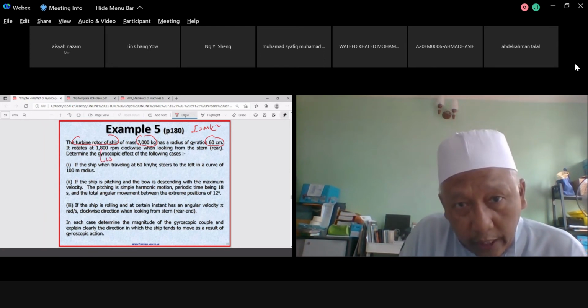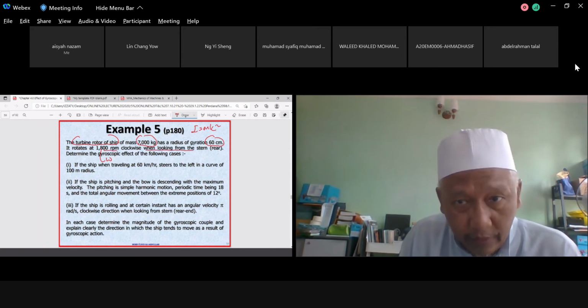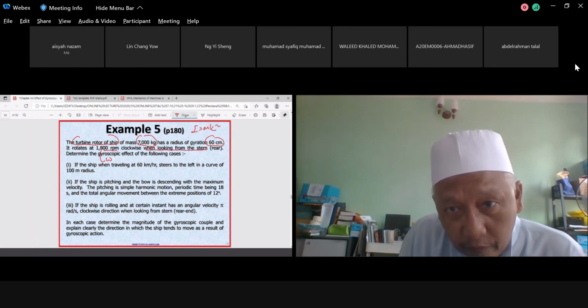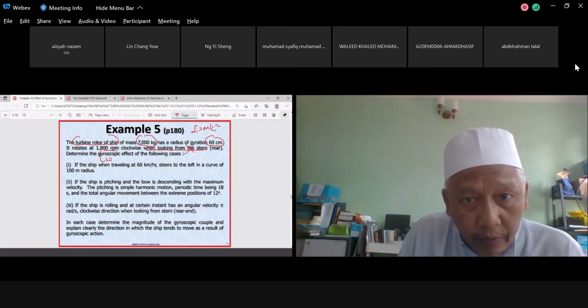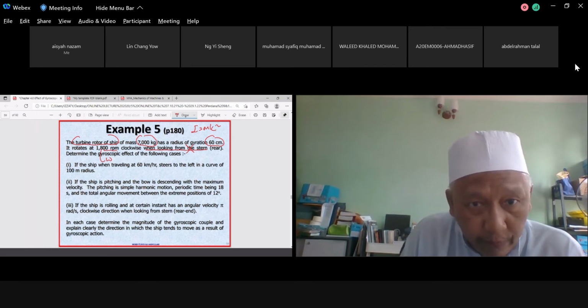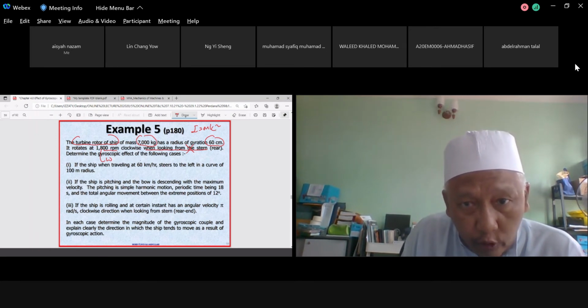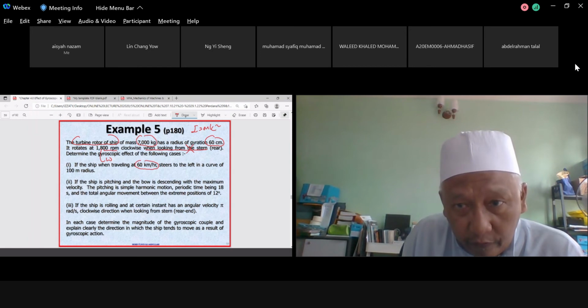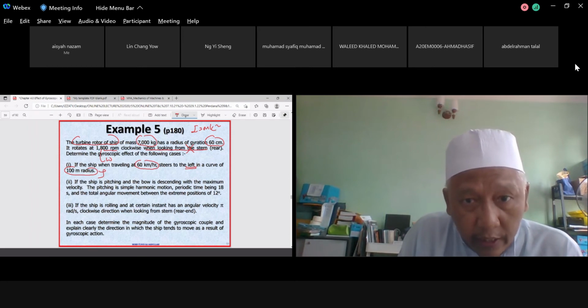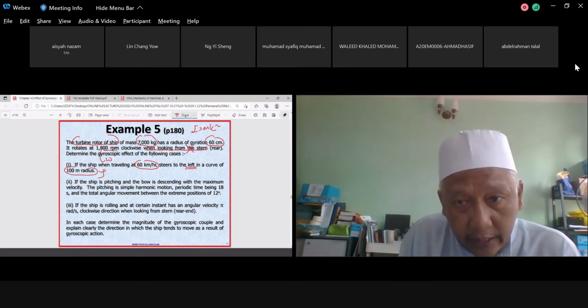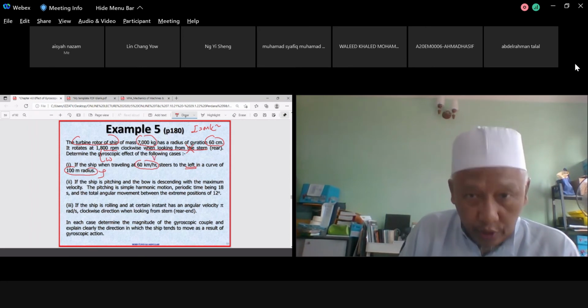Look at here. They provide you the magnitude, and they provide you where you want to view from, isn't it? From stern. If this is not provided, you have to make your own assumption. Determine the gyroscopic effect in the following cases. One, the ship traveling with a speed of 60 km per hour, steering to the left in a curve of this radius of curvature. This is the velocity at a particular instant. This is your motion.